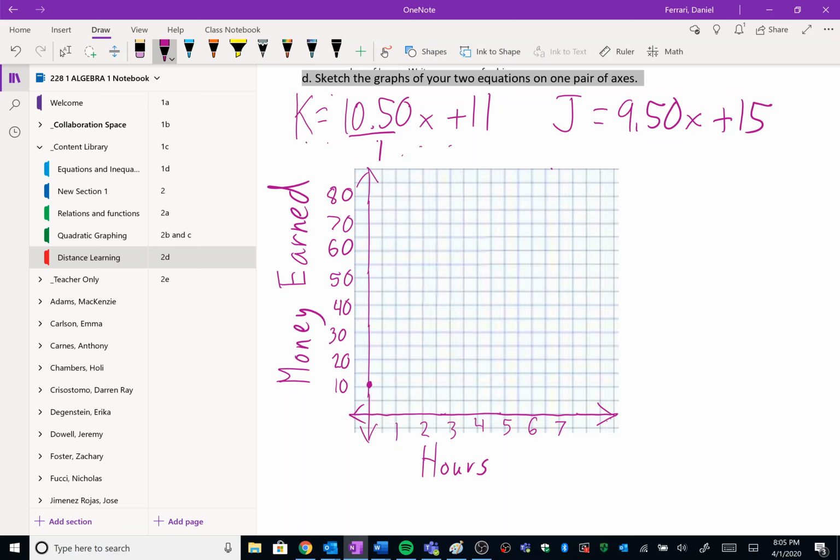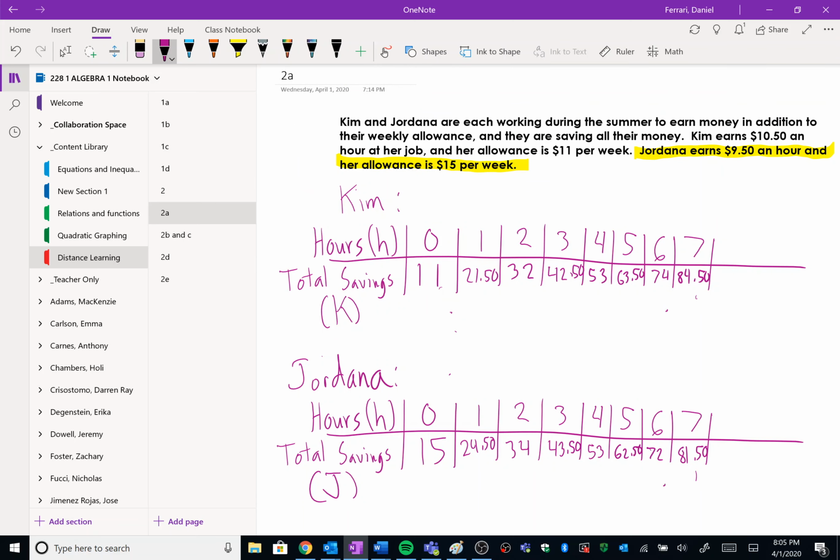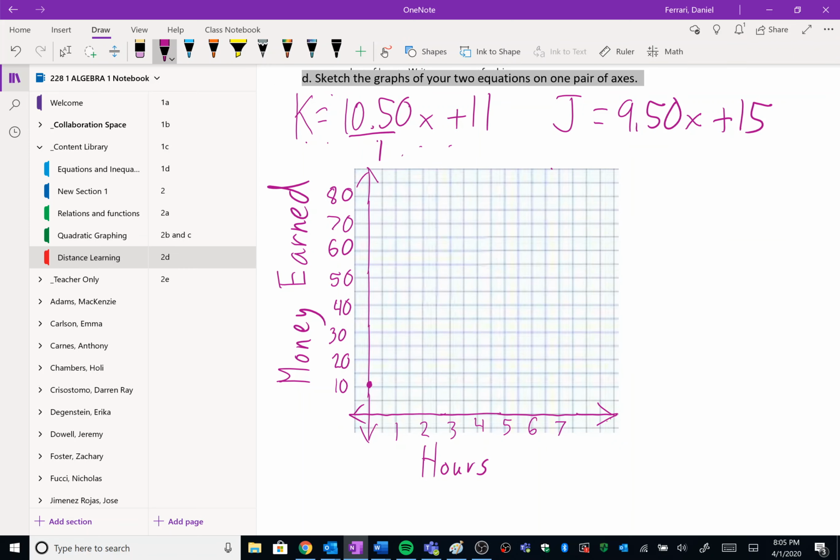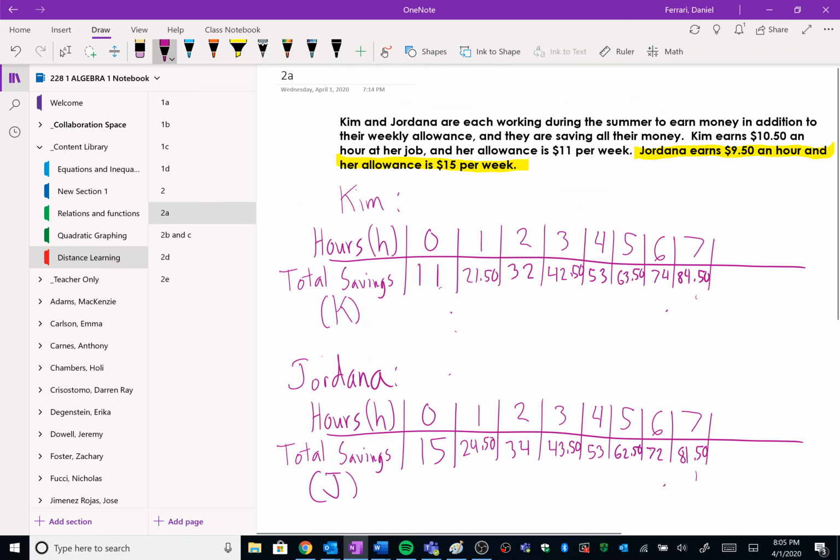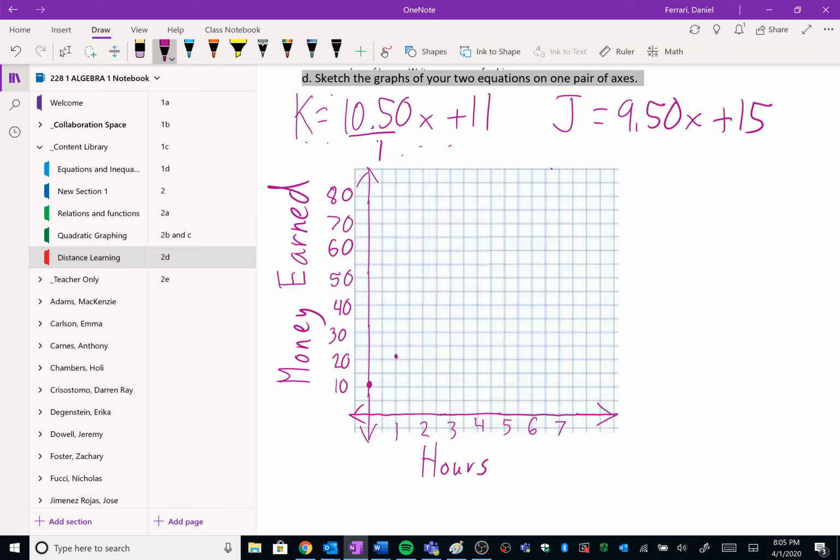Now when I start doing my other ones, I can use the tables that I made on the last one to help me sketch these. So I know the next one should be 21.50. So when I go over to 1 hour, I should go up to about 21.50, just a little bit above the 20. If I go back to my table again, the next one at 2 hours should be $32. So 2 hours, go up to 32.